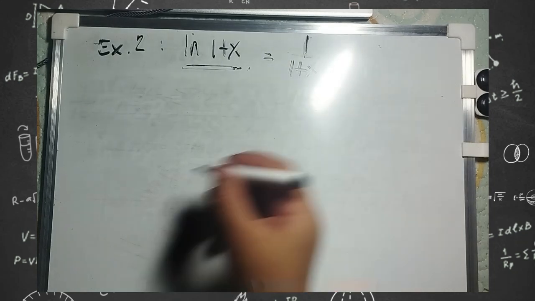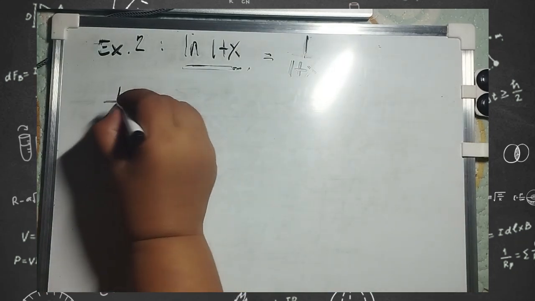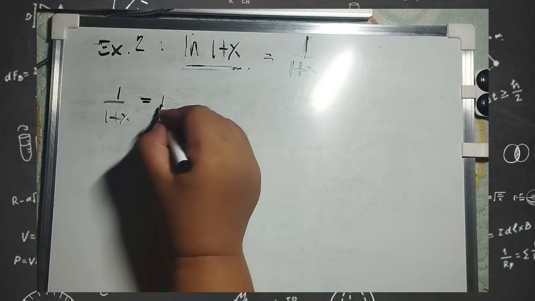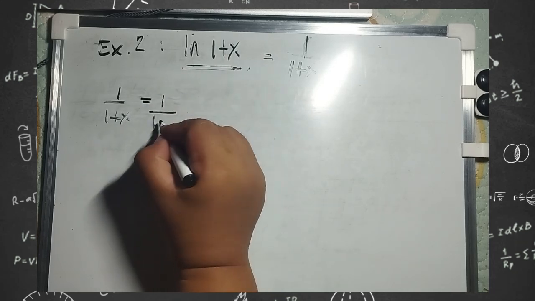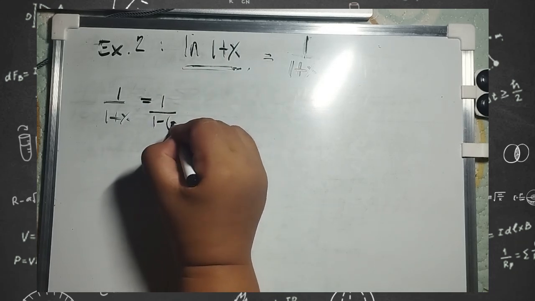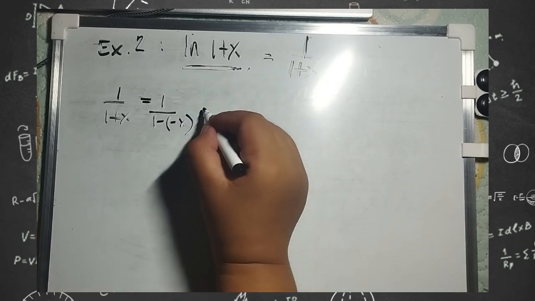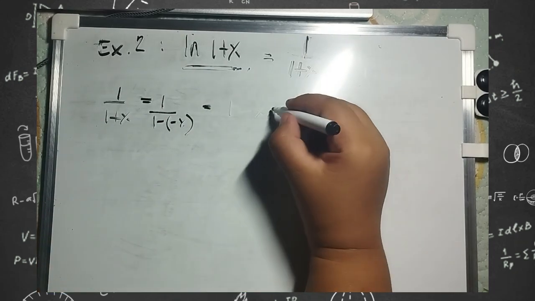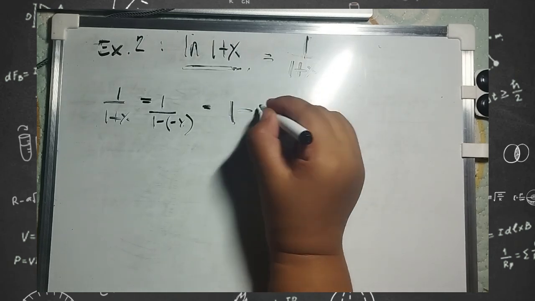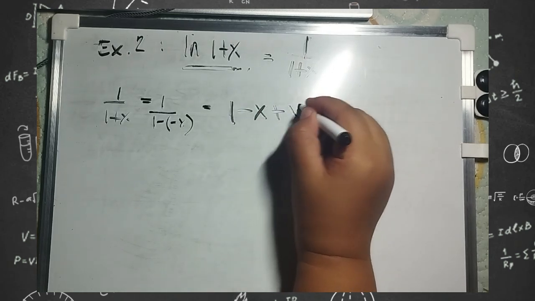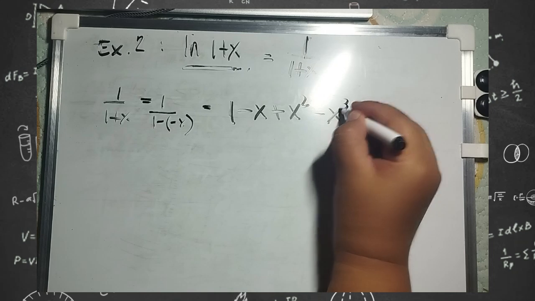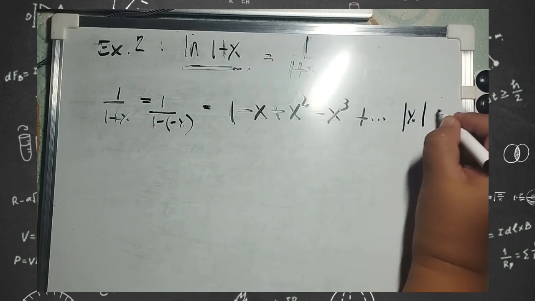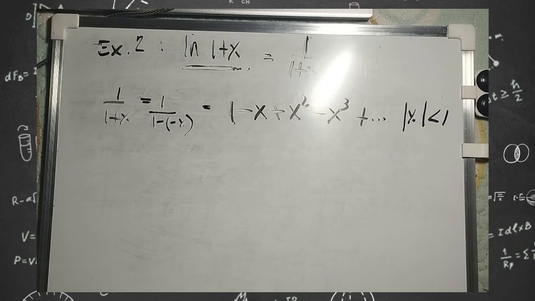Therefore, we can now get a geometric series like 1 divided by 1 plus x is equal to 1 divided by 1 minus the quantity negative x, which is equal to the series 1 minus x plus x squared minus x cubed plus, if we continue it, to infinity, where the absolute value of x is less than 1.